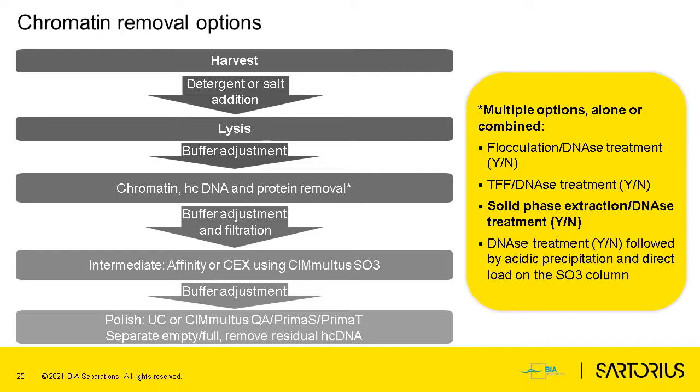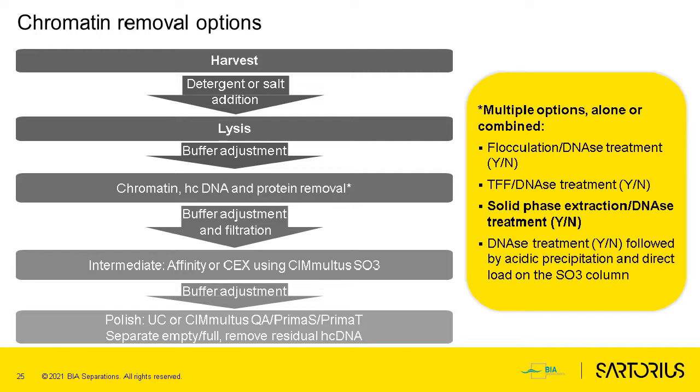So this is an enzyme which is able to digest DNA at high salt concentration, like 0.5, 0.6 molar sodium chloride. In addition to this, we would also use one of the methods to remove chromatin. This can be flocculation, can be TFF, can be solid phase extraction.